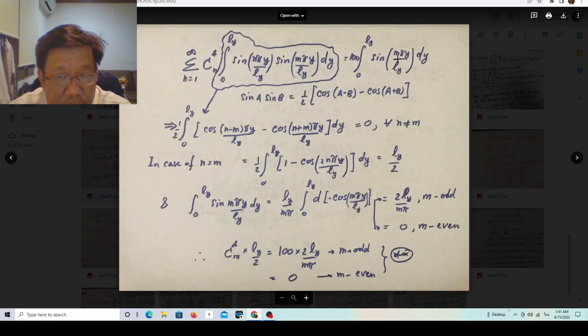Let's try to look at it. The derivative of sine is cos. The derivative of cos, you get minus sine, and that's basic calculus. You can evaluate this when you substitute y by L sub y. If you substitute y by L sub y, you get 0 here, since this is sine m pi, sine m times pi, when m starts from 1, it's always 0.